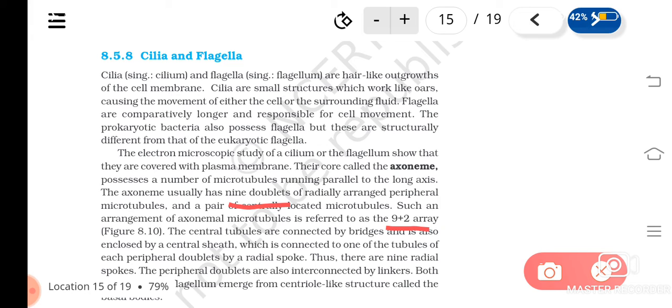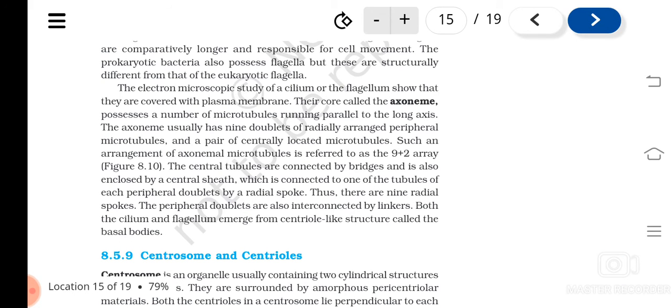Each of the 9 peripheral doublets I mentioned is connected to the central ones by a radial spoke, so there are 9 radial spokes. The peripheral ones are also connected by linkers. Understood? And cilia and flagella emerge from another organelle known as the centriole, a centriole-like structure also known as the basal body.